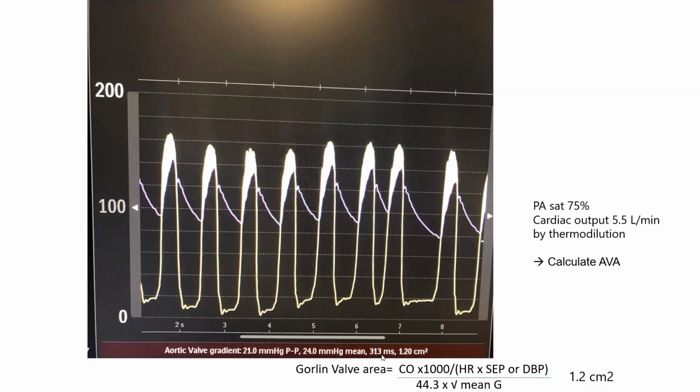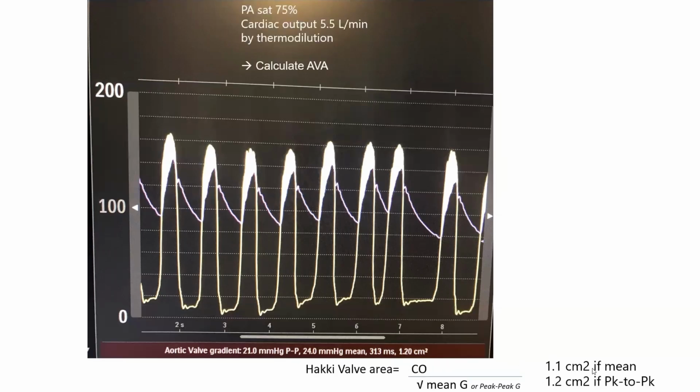It will average it throughout beats. So it's 313 milliseconds or 0.313 seconds. That's systolic ejection period. The heart rate was 66, and there is a constant, 44.3. So you plug all those, you come up with 1.2 centimeters squared. The idea of Hakki is that all those, heart rate by SEP divided by 44.3 and multiply by 1,000 here, all those come back to 1. In this case, patient, they came back as 1.08 or so. That's why your Gorlin is a little bit higher than the Hakki using the mean.